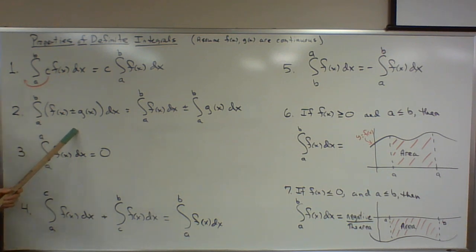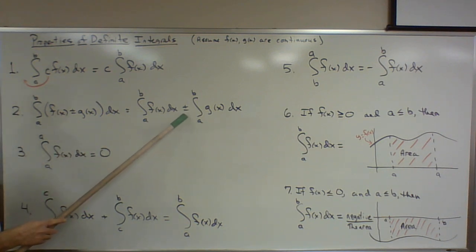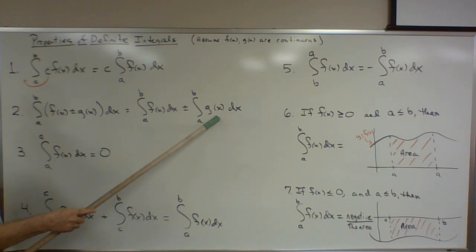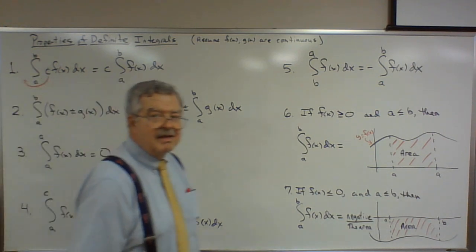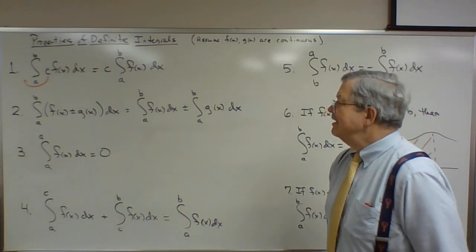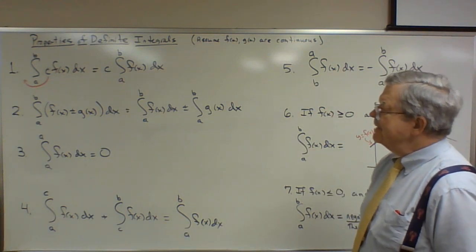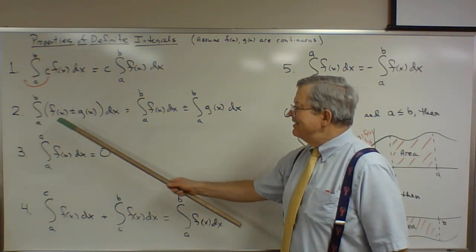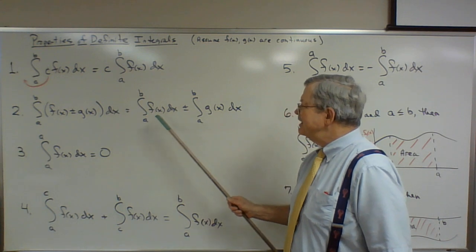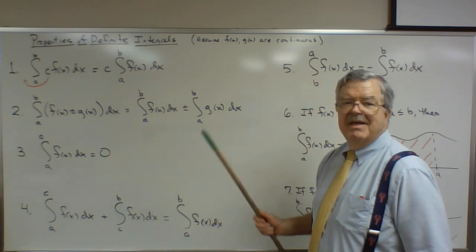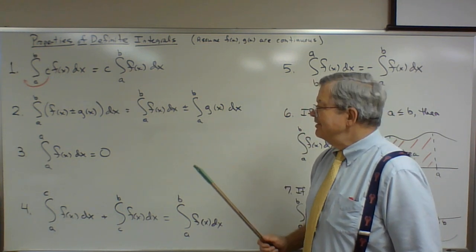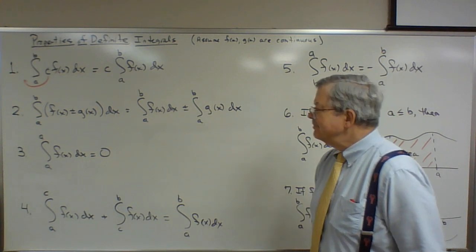The second property of definite integrals is that the definite integral of a sum or difference of functions is the sum or difference of the definite integrals of the functions. So if we have to, we can integrate each term separately and then just add the results.